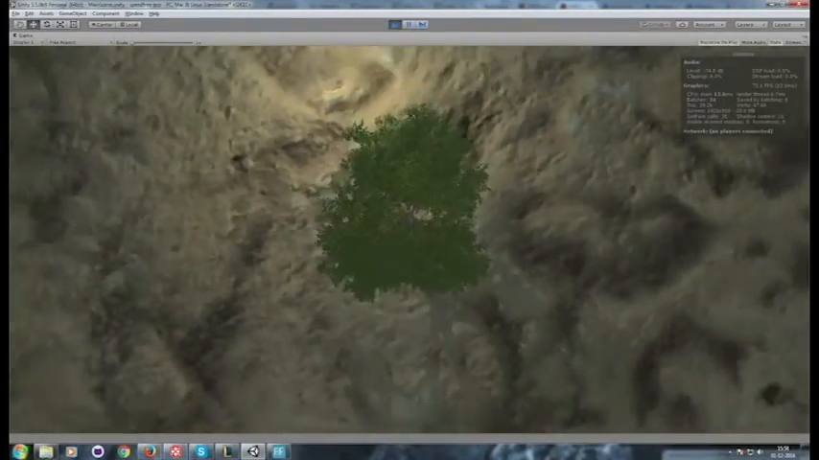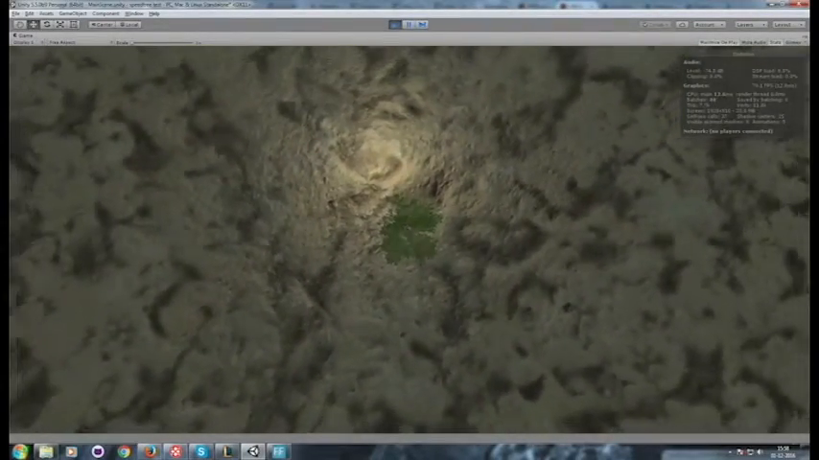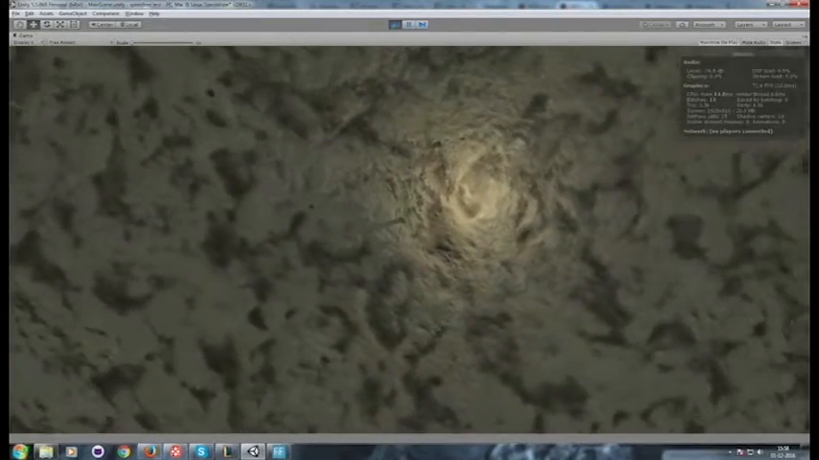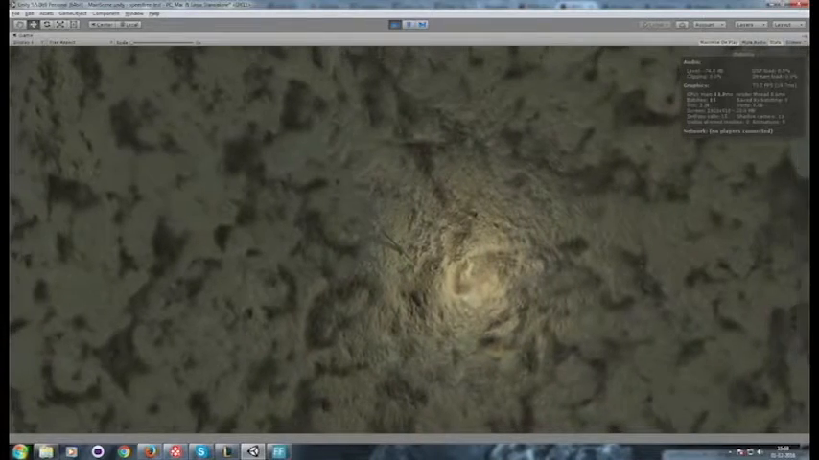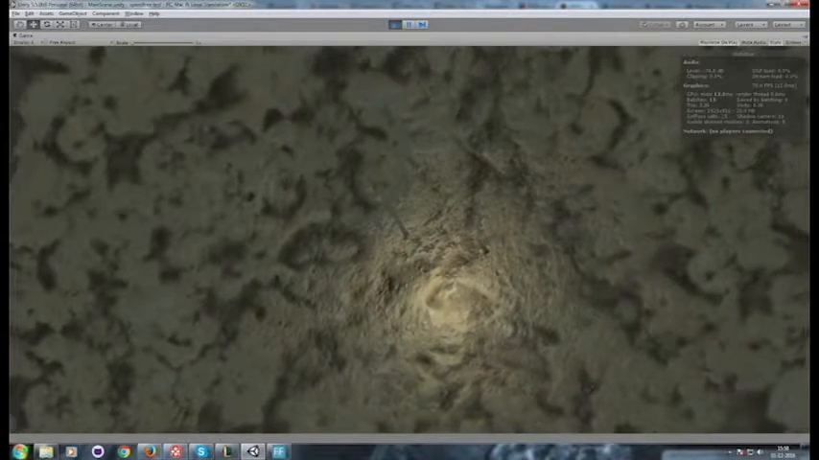As you can see, the quality changes depending on the distance from the camera to the object. This clip also demonstrates one of the problems with billboarding, specifically when you look at the billboard from the top.